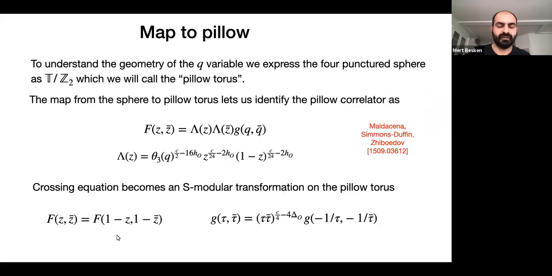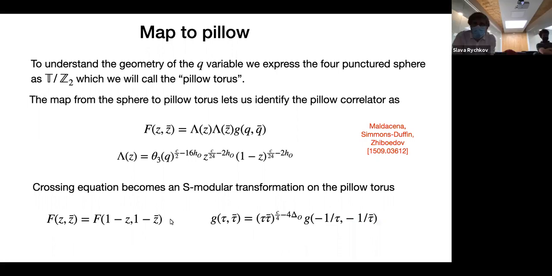So this crossing relation just directly implies this guy, but for the pillow correlator. This pillow correlator has a much larger radius of convergence, if you like. If you decompose this guy in the plane blocks, you only have the Z plane available to you, but this guy converges on the entire unit Q disk.